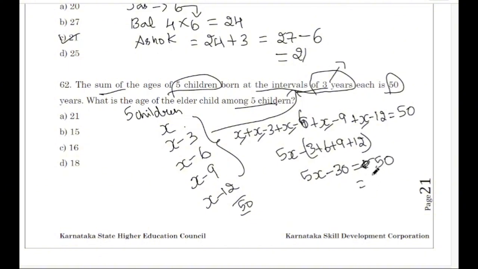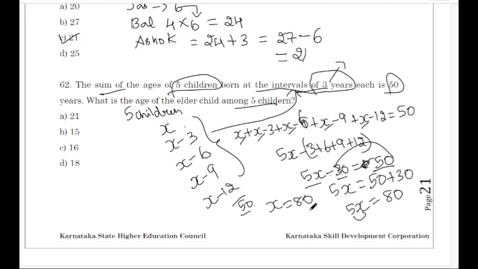So, as I told you, similar numbers: this side is the alphabet part and this side is only numbers. If you have numbers on different sides, bring them to one side. When 30 comes here, it is minus, it will become plus. 50 plus 30, it will become 80. 5x is equal to 80.